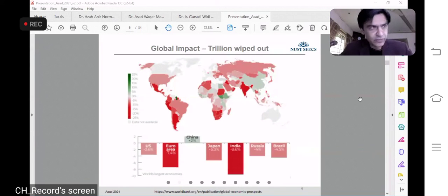This is the impact of the financial and economic hardship, right? So we can see that the US is below -3.6. The euro area is also at -7.4. Apart from China, all the countries that depend on exports or imports have struggled a lot, right? So this can tell us the impact that common people have faced during this pandemic.